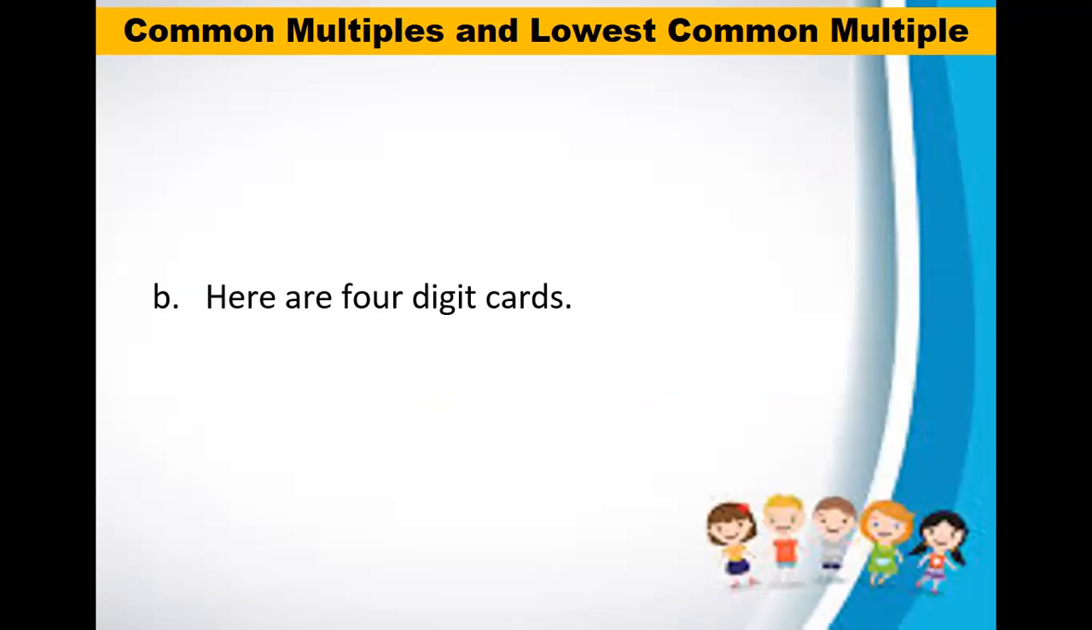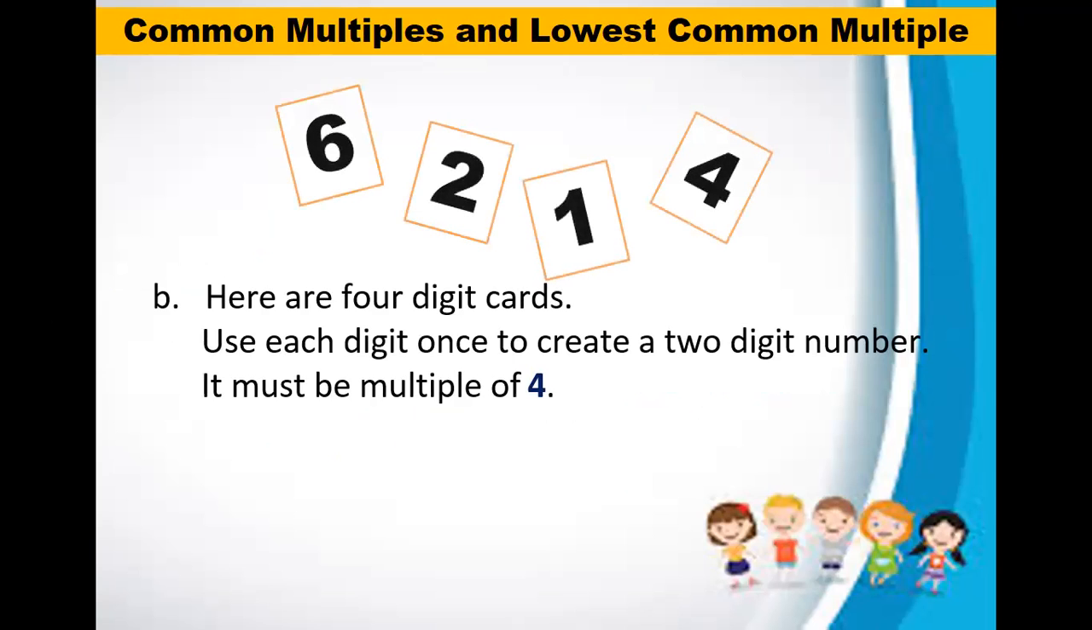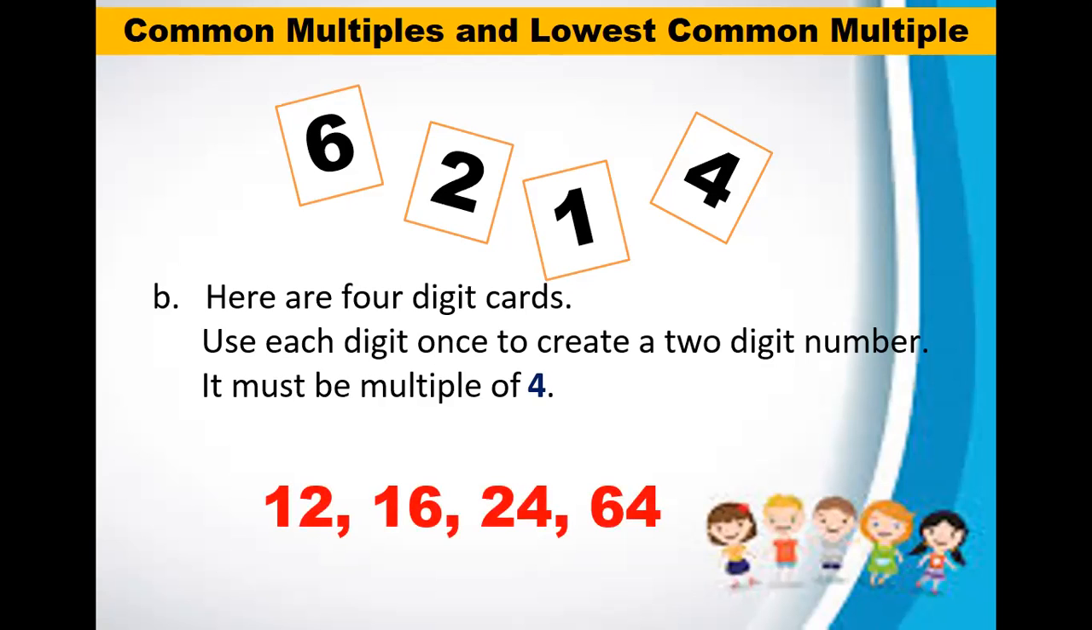Now, how about this? There are 4 digit cards. You have to use each only once to create a 2-digit number that is a multiple of 4. So we have the digit cards here, 6, 2, 1, and 4. What do you think are the 2-digit numbers that are multiples of 4? Can you try? Okay, now check your answer. It will be 12, 16, 24, 64. Did you do it correctly?